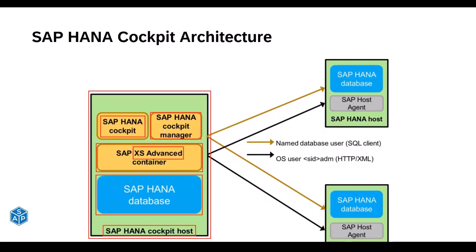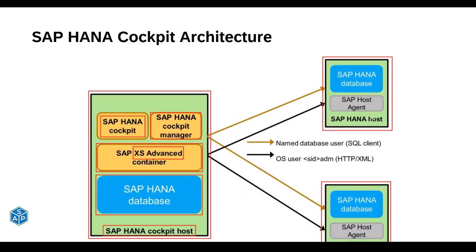So here it is. The left hand side is your HANA Cockpit system. On the right hand side, these are your SAP HANA hosts, which you can also call satellite servers, which will be monitored by your SAP HANA Cockpit system. So this is your SAP HANA host, and this is another SAP HANA host. For example, the top one can be your dev server, the one below can be your quality server, and then you can also have your PRD servers. So these will be your different servers over here.